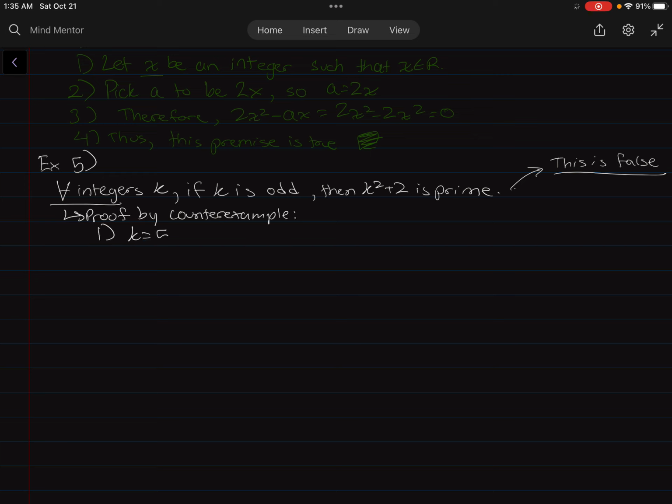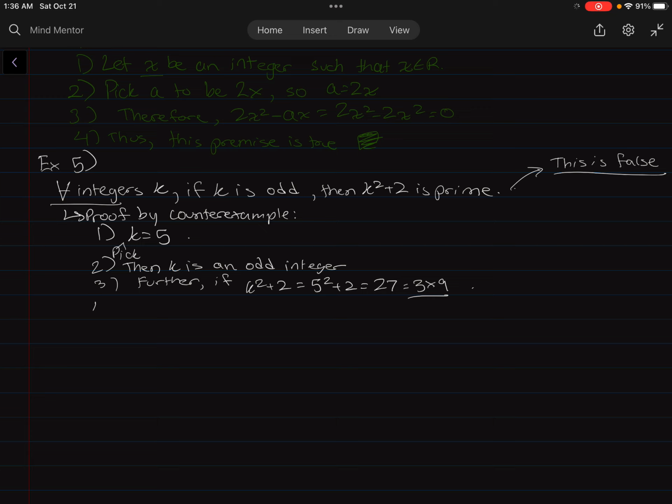So, we pick k equals 5. Two, then k is an odd integer. Three, further, k squared plus 2 equals 5 squared plus 2 equals 27, which also equals 3 times 9, making it not prime. Thus, k squared plus 2 is not prime.